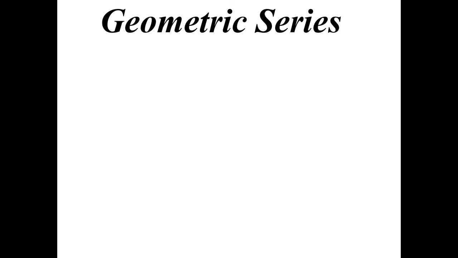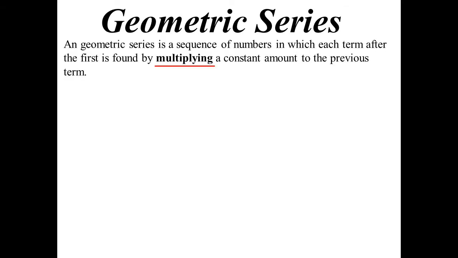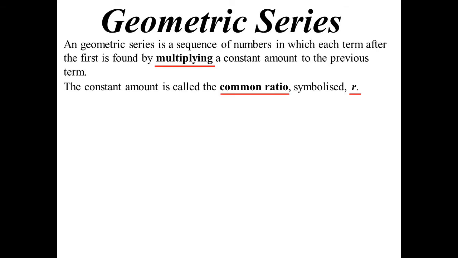So let's have a look at the other special type of series we're interested in, and that's geometric series. The definition is pretty much the same, but instead of using the word adding, we're using the word multiplying. So we multiply by the same amount each time, and we call that amount we're multiplying by the ratio, or the common ratio, symbolised R.